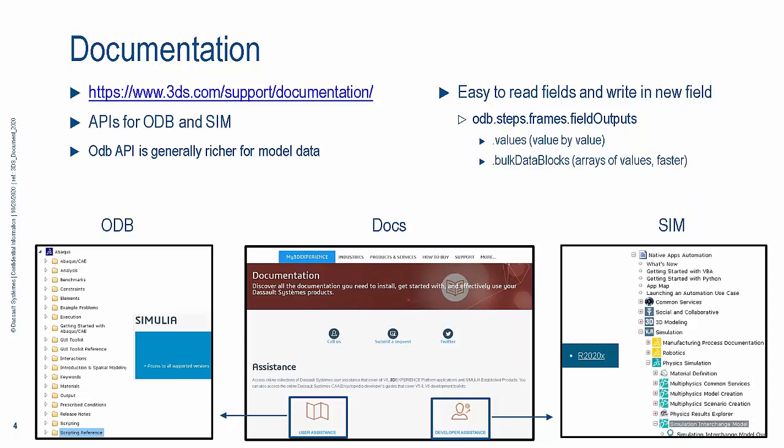Once you're in field outputs, the actual field output values would either be in .values or in .bulkDataBlocks. Now .values is going to be slower to access, because you're accessing value by value by value. Bulk data blocks aggregate these into much larger arrays, and those are wrapped into what's called a bulk data block. So instead of going one by one with a class structure, which can be slow, you'd be doing array access, which can be an order of magnitude faster. So if you're looking for speed and you're looking at ODBs and you just want to do your own manipulation, I would recommend looking into the bulk data blocks.